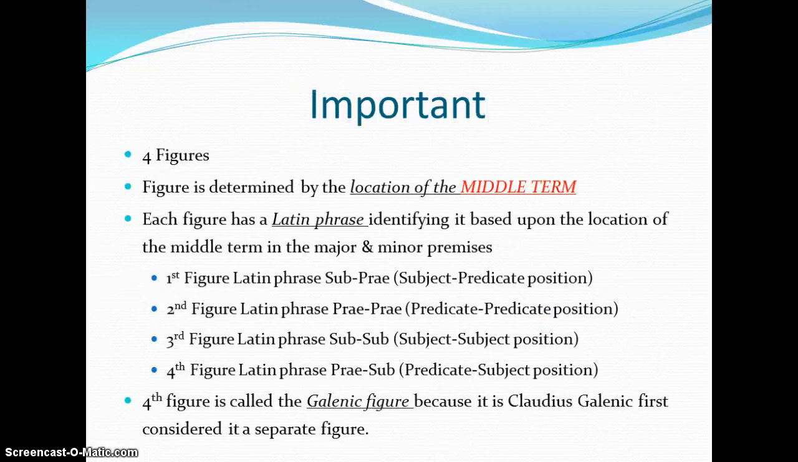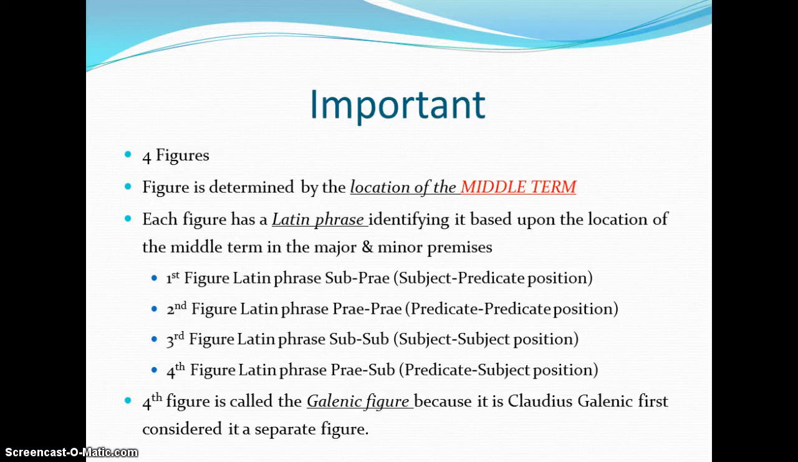So here's some important things I want you to remember before you take the quiz. There are 4 figures. The figure is determined by the location of the middle term. So while the figure concerns all of the terms, we locate or determine the figure by where the middle term is. And where the middle term is located in the major premise and the minor premise, as you recall. So those are the 2 places we have to look. We have to look at the major premise and we have to look at the minor premise.